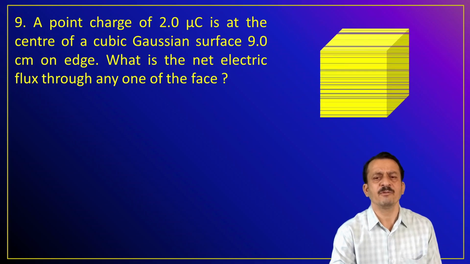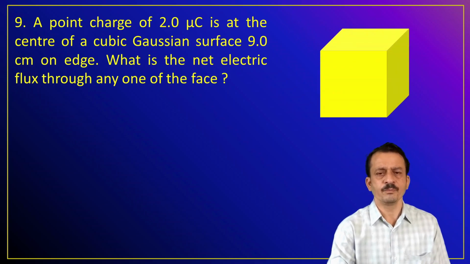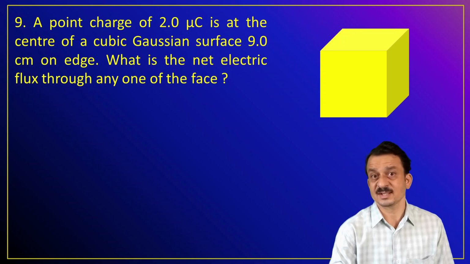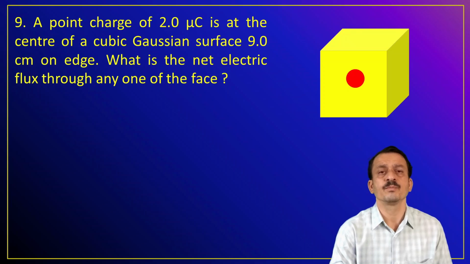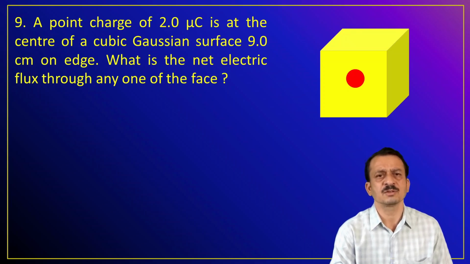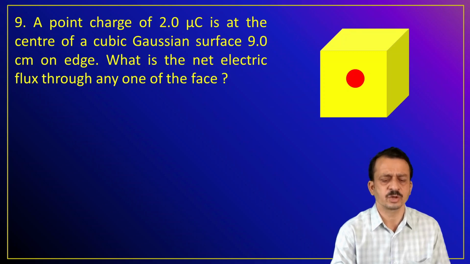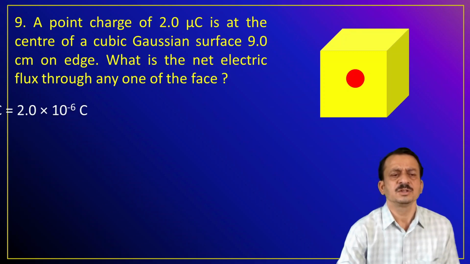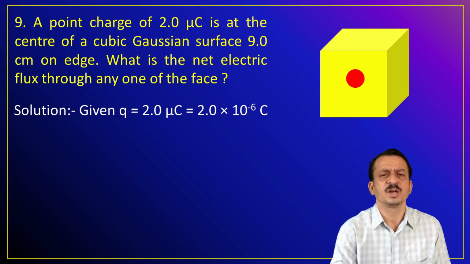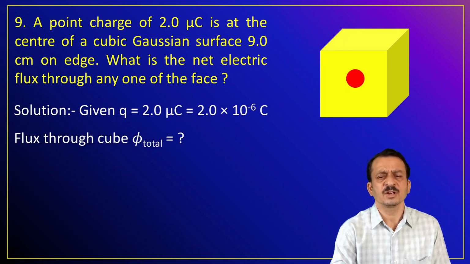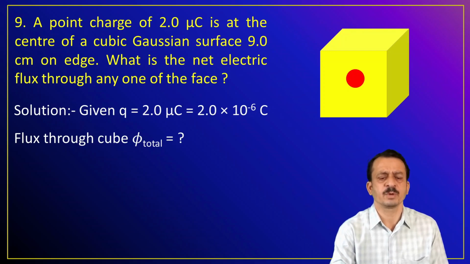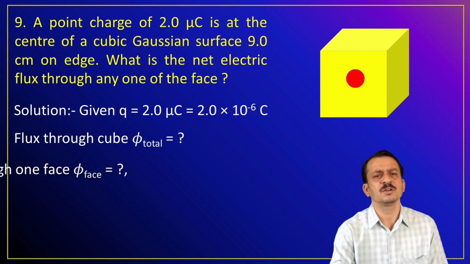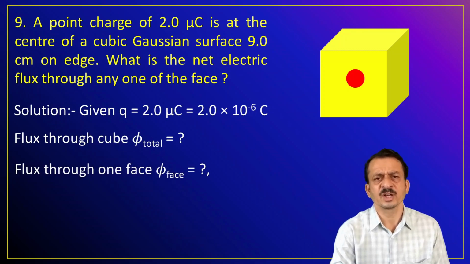Now look at the diagram. We have a cube, a beautiful cubic Gaussian surface which is having 6 faces. Now a charge is placed at the center of the cube. It is placed at the center of the cube, not on one of the faces. Okay, you should remember. Now these are the given things. Charge is given, and flux through. First we will calculate flux through the entire cubic surface by using Gauss law. Therefore total flux, and then we have to calculate flux through one of the faces.